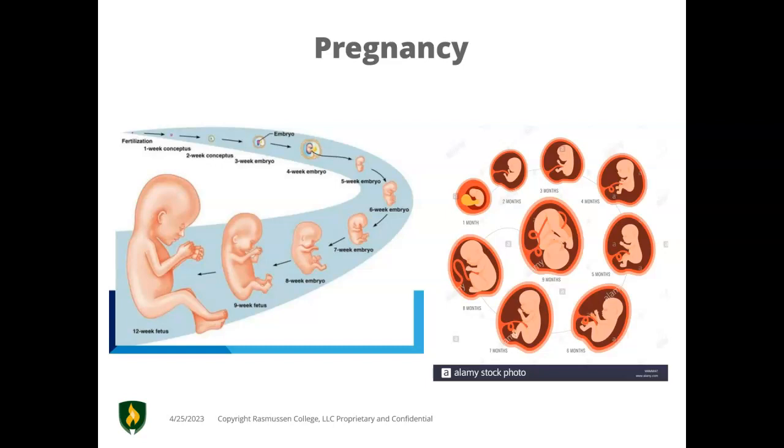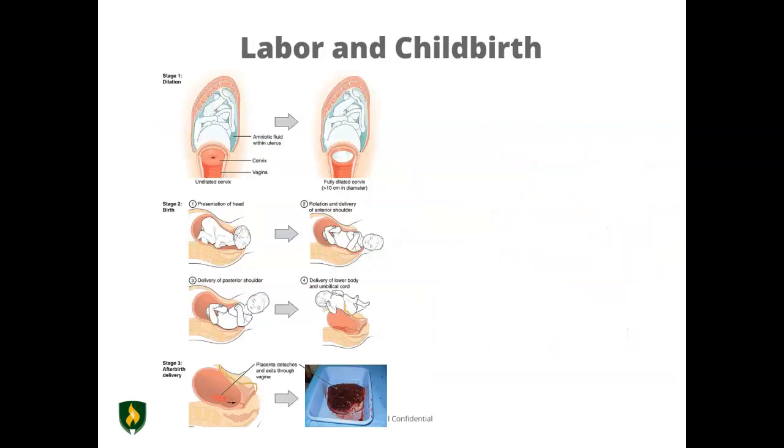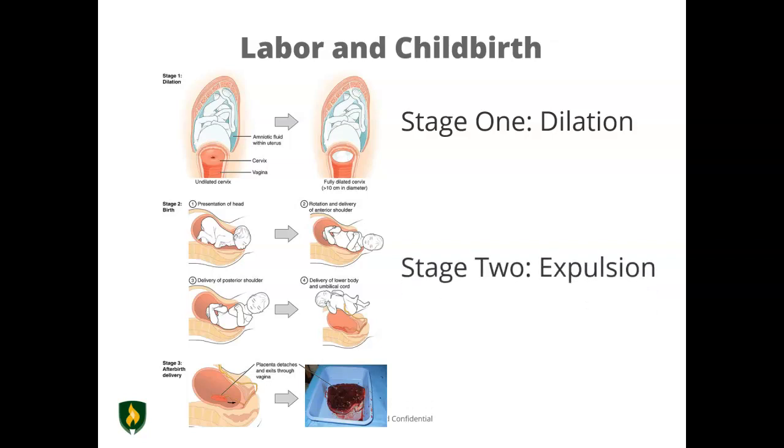Once you reach term or 40 weeks with a pregnancy, a woman will go through labor and childbirth. Labor is the process by which the fetus is expelled from the uterus, and labor occurs in 3 stages. Stage 1 is the dilation stage. This begins with the uterine contractions and terminates when there is a complete dilation of the cervix, which is 10 centimeters. The second stage is called expulsion. This is the time from the complete cervical dilation to the baby being born or birthed.